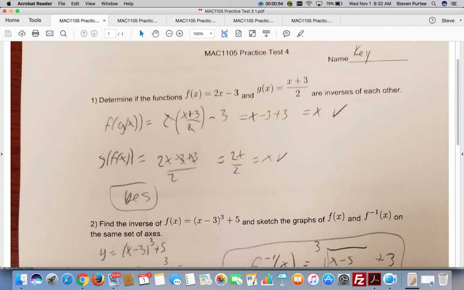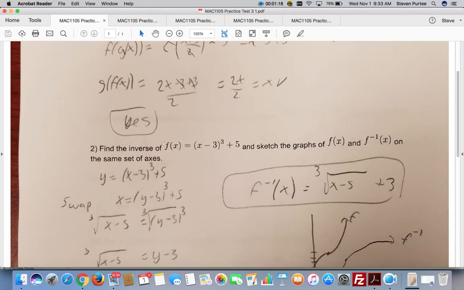Then we had to check it the other way, g of f of x. We plug all of f of x into this x in g. So that's (2x minus 3 plus 3) over 2. The 3's cancel, then the 2's cancel. Yes, we just get x. So yes, these two functions are inverses of each other.